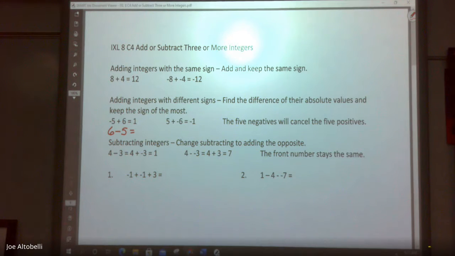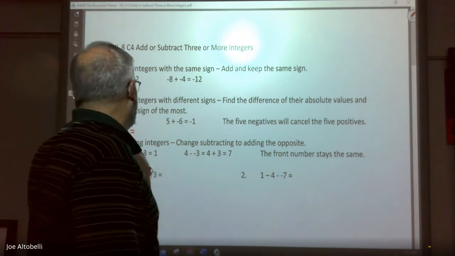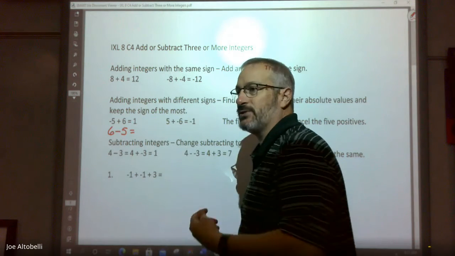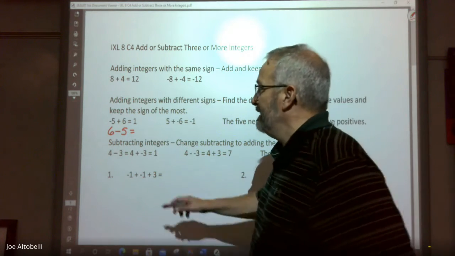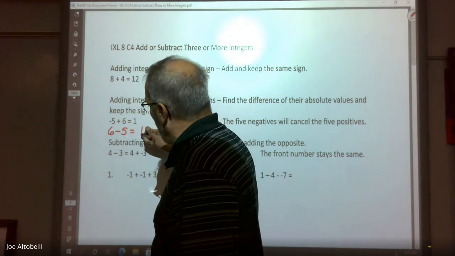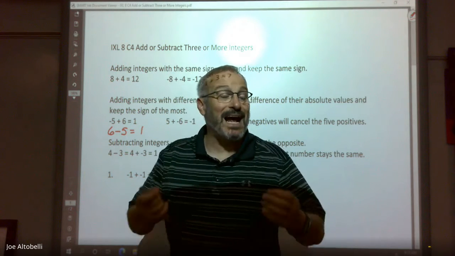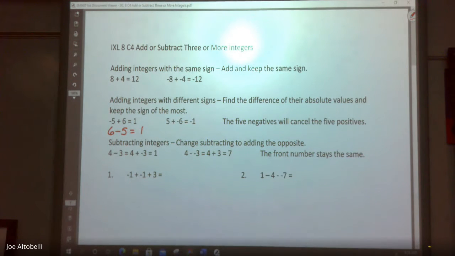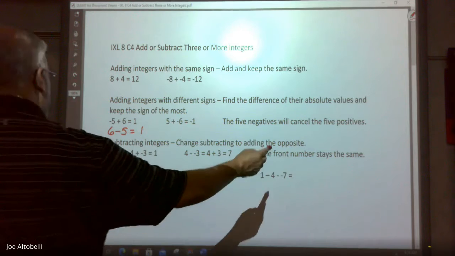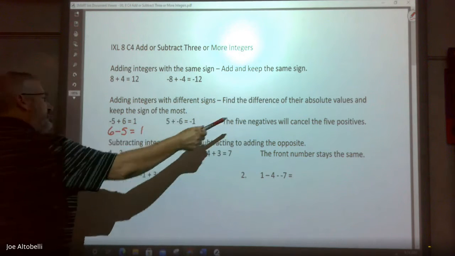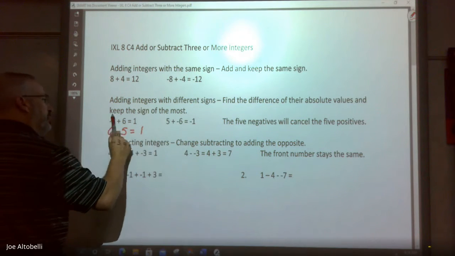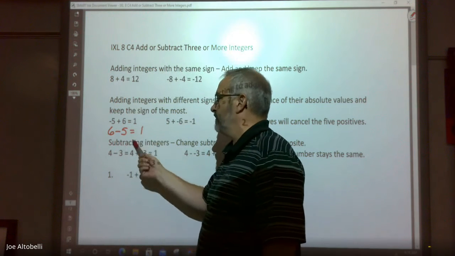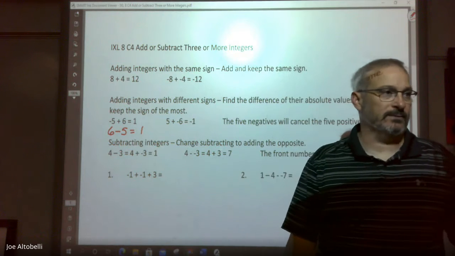The absolute value of -5 is 5, and the absolute value of 6 is 6. I'm going to find the difference. Difference is subtracting. Okay, this is going to give me 1. But I have to ask myself, do I have more positives or more negatives? Because it says here, keep the sign of the most. I have more positives, so my answer is a positive.